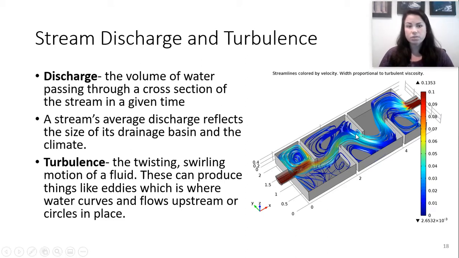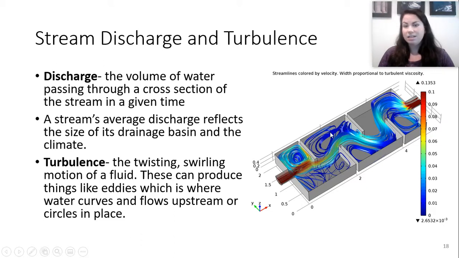So a really, really large river is going to have a lot more discharge. And turbulence is the twisting or swirling motion of the fluid. These produce things like eddies, which is where water curves and flows upstream or circles in place. So here's an example of a model where you have little barriers in between the flow. That's what these little panels are.